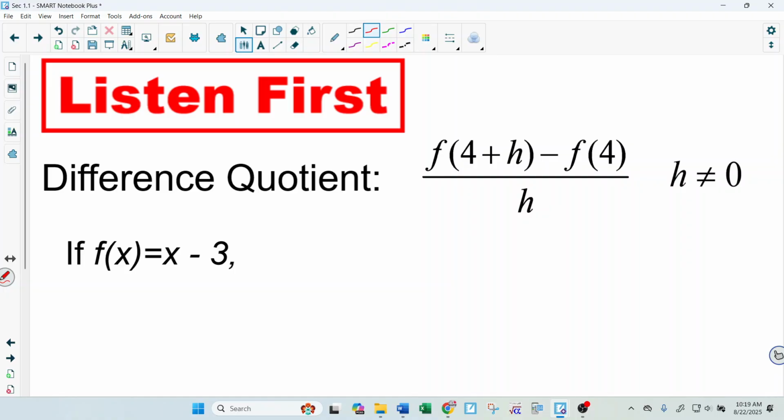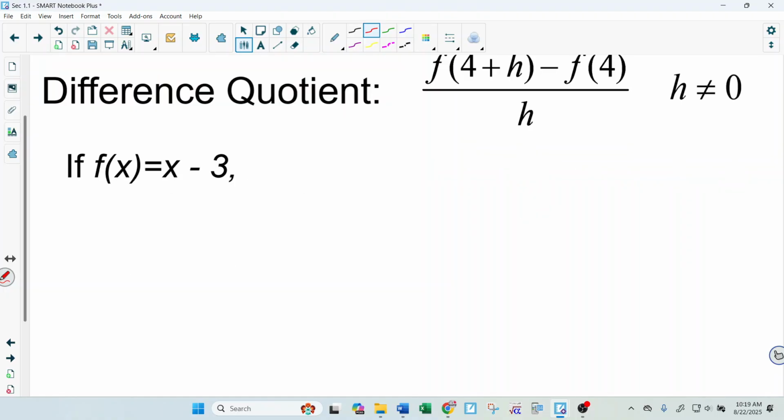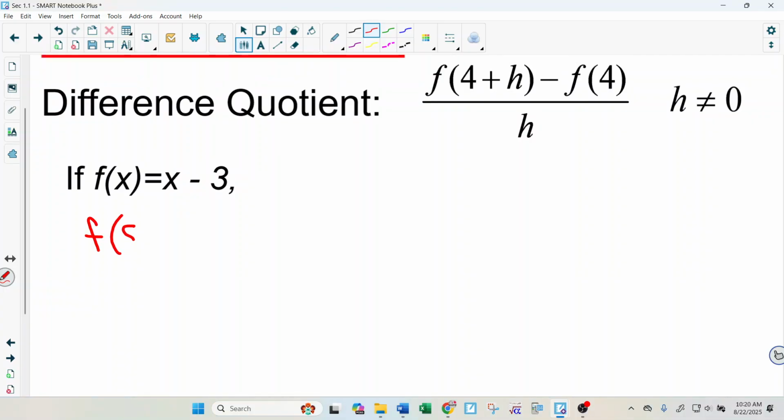So here's how the difference quotient works. Let's imagine for a second, we'll break this down. We have f of x is x minus 3. What would be f of 5?